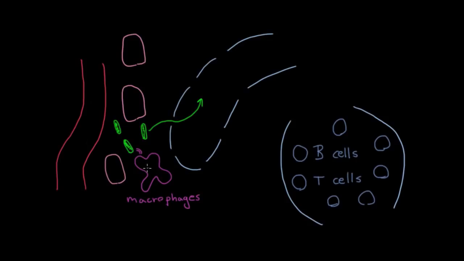And at the same time, these macrophages might gobble up some of these bacteria, and once they've done that, they might migrate into these lymphatic vessels. And it turns out that the way your body resolves all this is to sweep all these things directly to the nearest lymph node. And that's what this structure is called. It's called a lymph node.